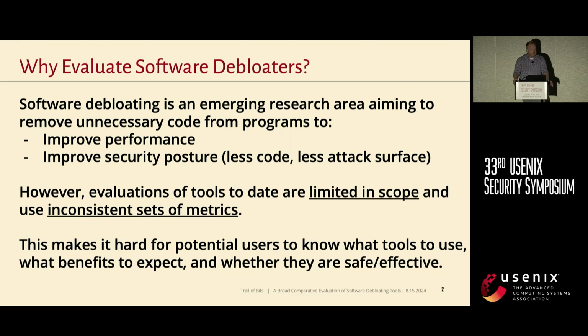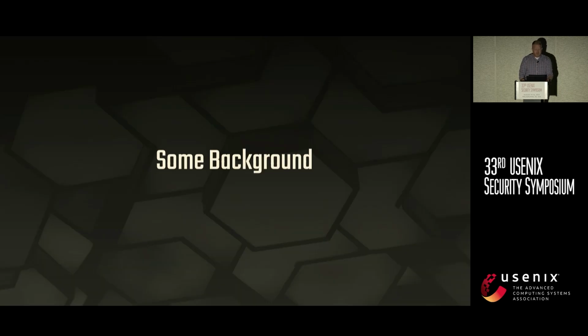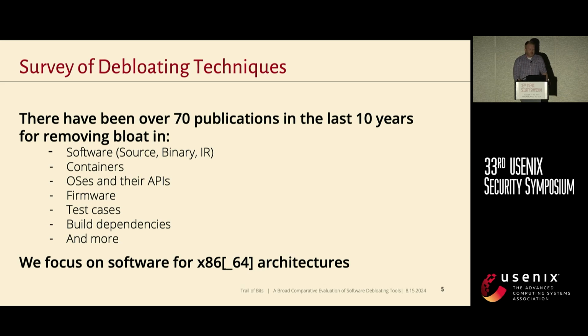However, there's a chief problem with the tools that have been published to date, in that they are all fairly limited in scope when they evaluate tools. Typically, it's the author of the paper evaluating their tool against one or two other tools that are prevalent in the literature, and the tools being evaluated are assessed with an inconsistent set of metrics. Ultimately, it's really hard for users to figure out what tools they should use, which tools are best relative to others in their class, what benefits they should expect, and which ones are safe and effective.